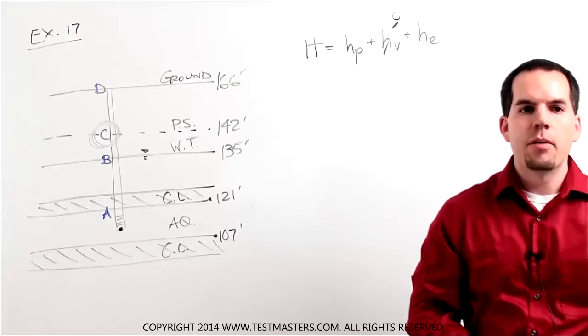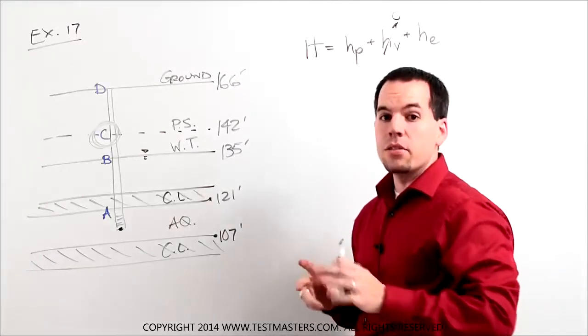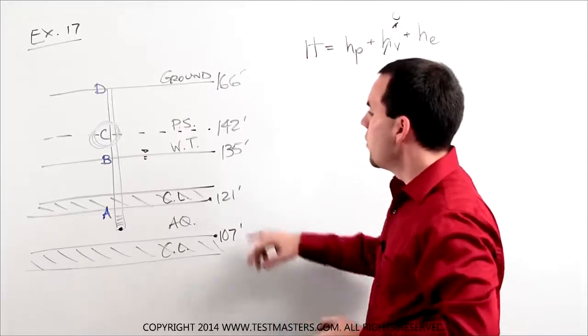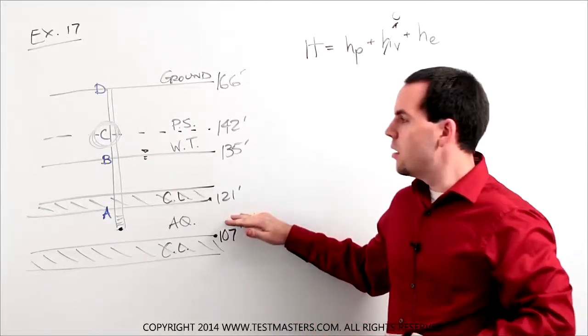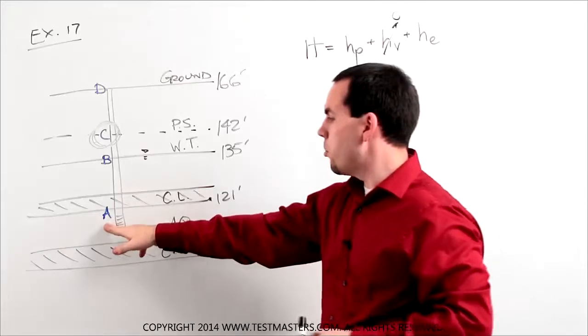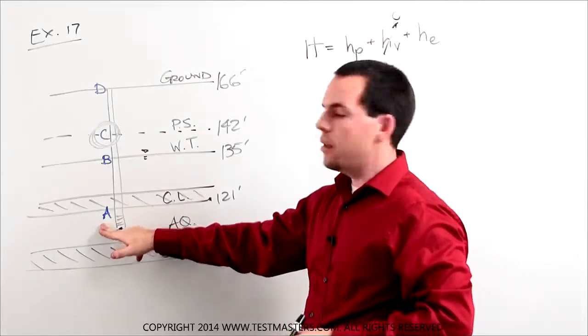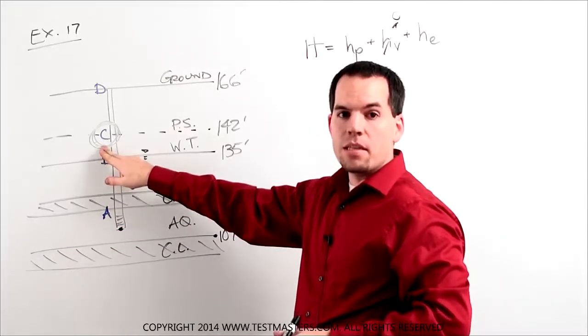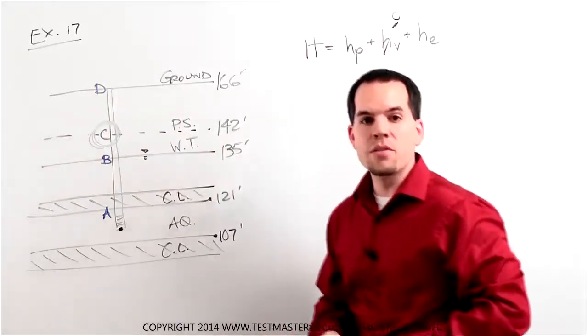Okay, welcome back. Let's talk about problem number 17. There are actually two parts to this question. The first one asks, if I drill the well into the center of this aquifer, what level would it rise to? Point A, the bottom of the confining layer. Point B, the water table. Point C, the piezometric surface. Or point D, the ground surface.